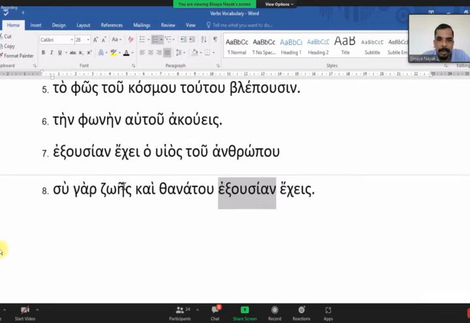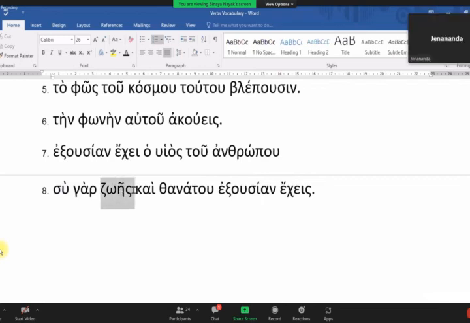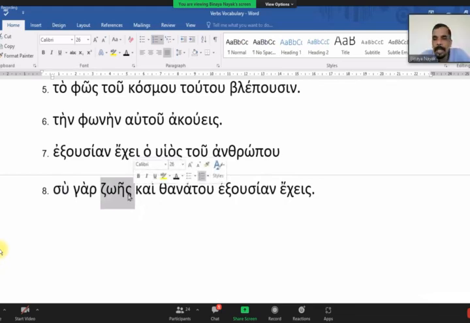Okay. So here we have you, and also you in the front. Su is you. What is gar? Gar is a conjunction, therefore, or for, you can translate it. Here is the you have authority. Makes sense now? I wish I could number them, but anyway, four, you have the authority. What is zoes? Zoes is life. It's in genitive singular. Okay, feminine genitive singular case, zoes. Kai means and.